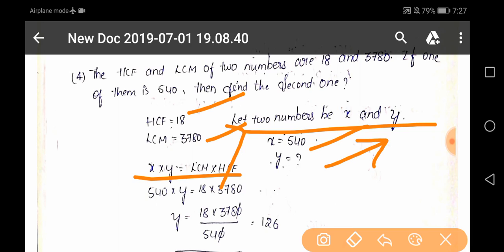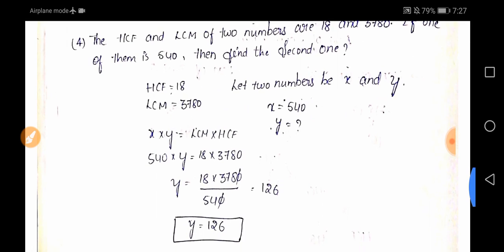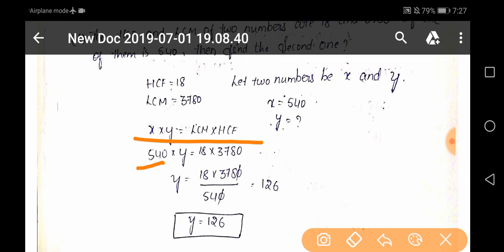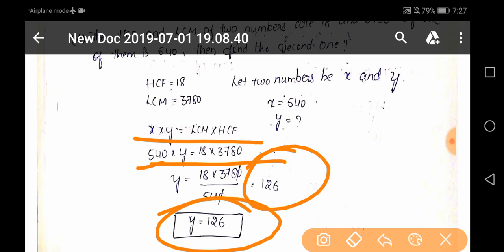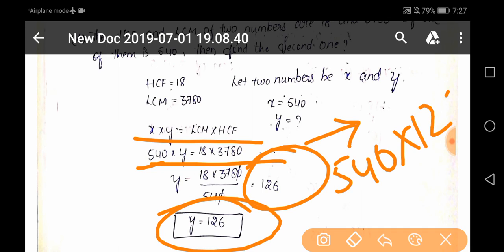As we know, the product of two numbers equals LCM into HCF. So here we already know that 540, one of the numbers, is given. So 540 into y equals HCF into LCM, so 18 into 3780. So y is 126. So the other number is 126. To confirm, 18 into 3780 will be the same as 540 into 126. Just multiply it, then you'll clearly know whether it is the same or not.